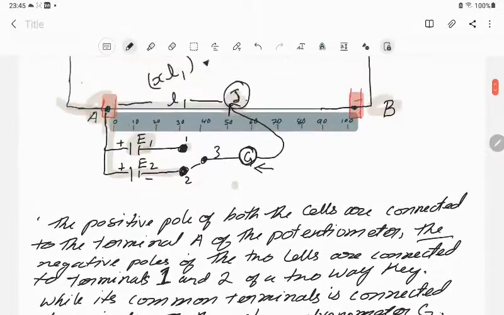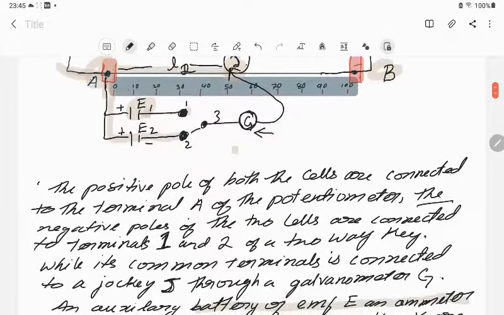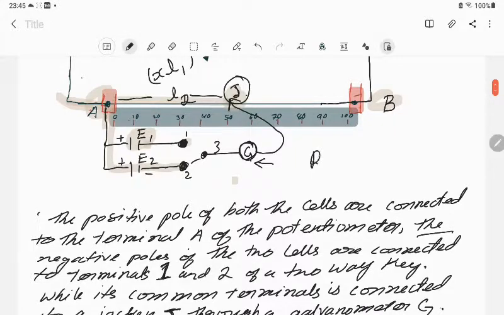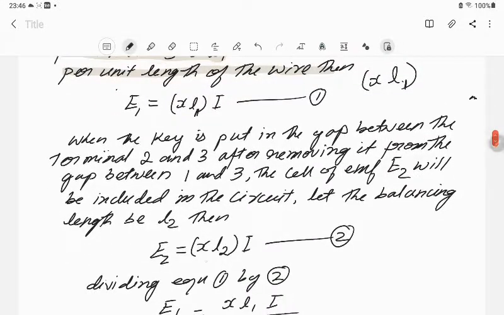Now here also, after connecting, we have to find the balance point. Let's say in the first case it is L1, in the second case the balance point is L2. So the total resistance will be X into L2 in case 2. Similarly E2 will be equal to V equal to IR, where R is X into L2.